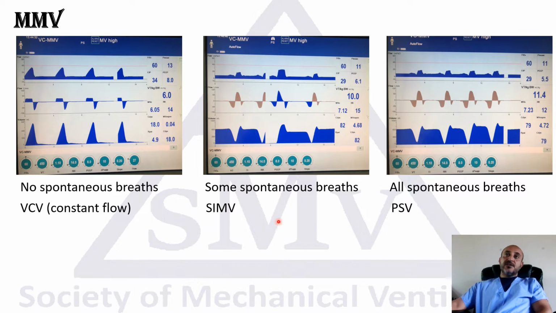Now our patient starts having some spontaneous breaths, and if you notice here, the brown ones are the spontaneous and the blue ones are the mandatory breaths. So the patient is having some spontaneous breaths, and the ventilator gives them an SIMV mode. If you look to the right side here, all the breaths are spontaneous now, so the patient is basically on pressure support ventilation. He's getting more minute ventilation than the set, 7.23, so the ventilator does not have to give him any mandatory breath.